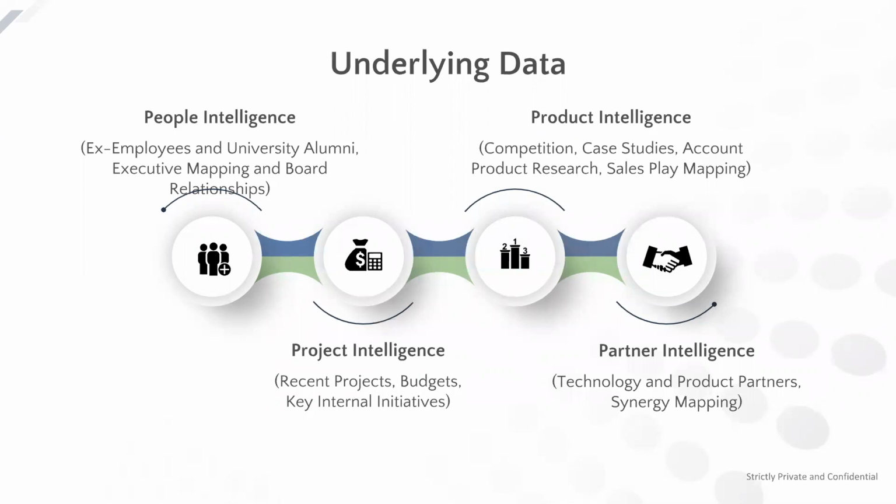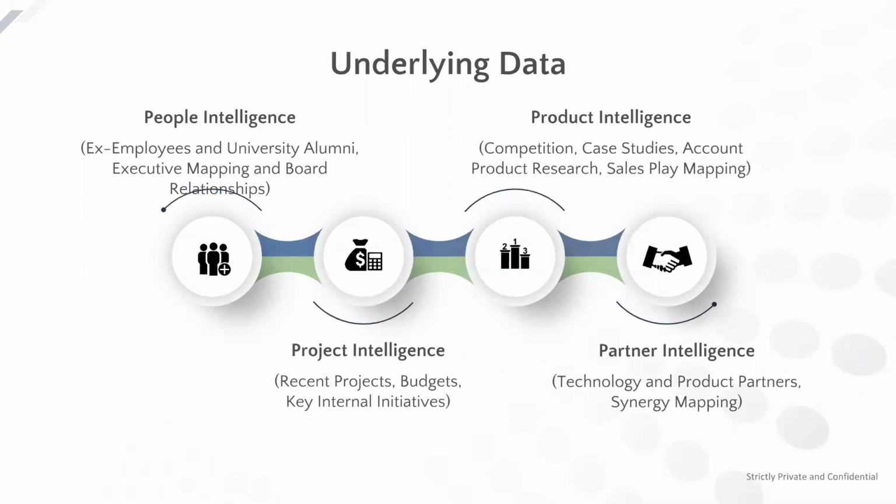The underlying data comes from 4 different categories: people intelligence, project intelligence, product intelligence, and partner intelligence. So the 4 P's are: who are the employees, what are they working on, what kind of projects are they working on, and that's the project intelligence, are there new projects, are there new initiatives. Product intelligence has to do with what kind of products companies are using, and then the partner intelligence is who are the partners that they work with. So we aggregate data. These are the major categories.